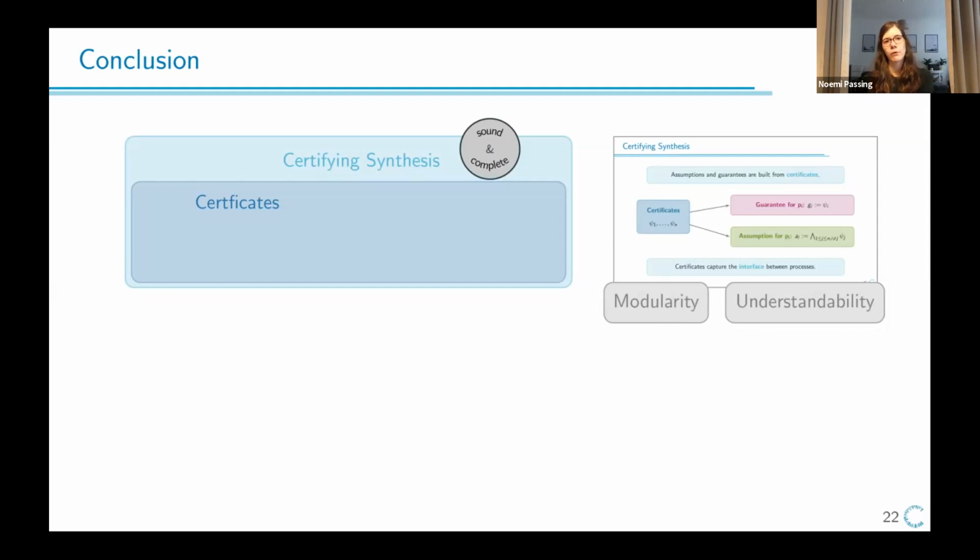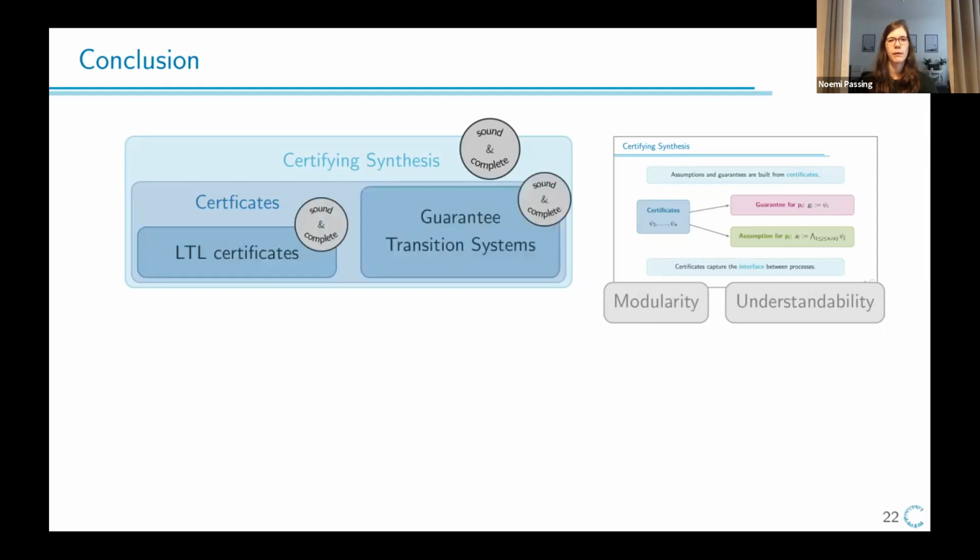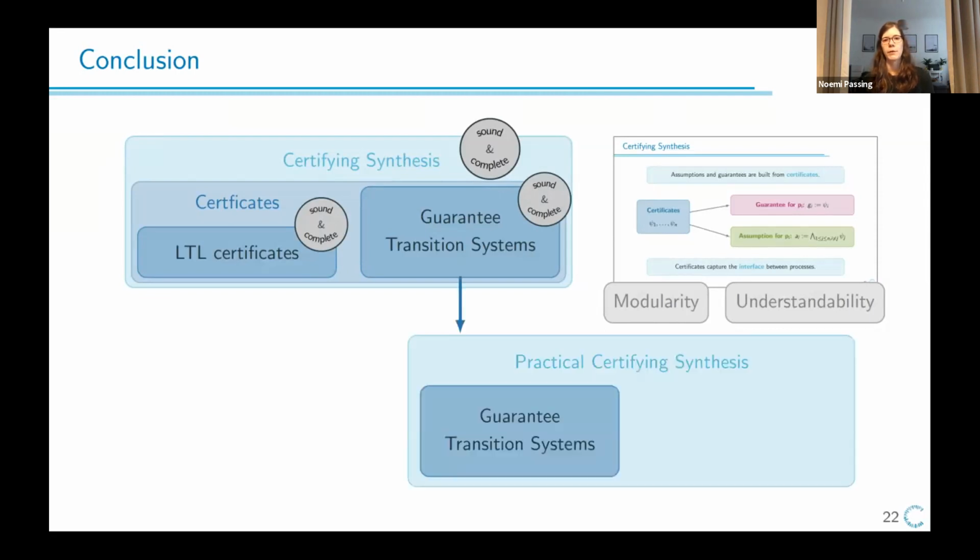Well, I've presented you two representations of our certificates: as LTL formulas, and as label transition systems. Both are sound and complete, but the solution with guarantee transition systems is easier to incorporate into synthesis tools, and we avoid an exponential blow-up due to determinization. So based on these guarantee transition systems, I've then presented you a practical approach for synthesizing strategies and certificates, which is a bounded synthesis approach and reduces the search for strategies and certificates into a constraint solving problem.